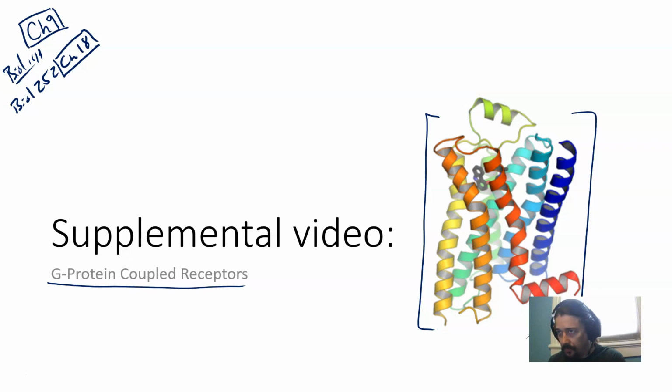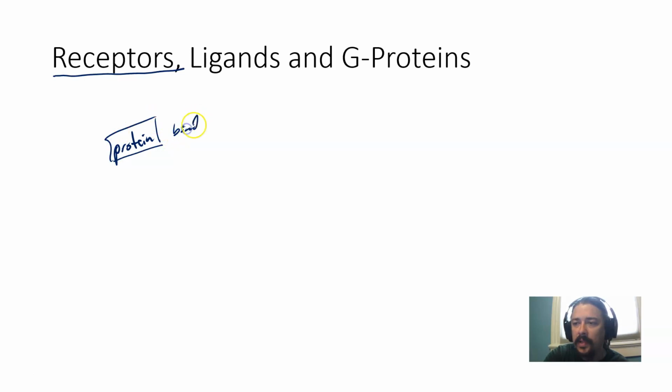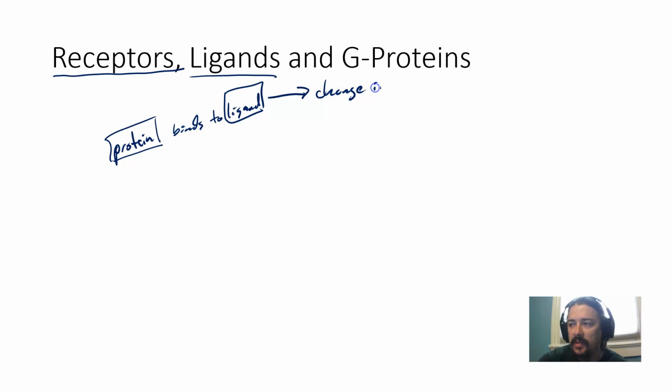I hope to answer that in a second. So, first of all, we need to talk about what a receptor is exactly. A receptor is often a protein that binds to a molecule called a ligand, and then leads to a change in a cell, right? That's a pretty general definition.